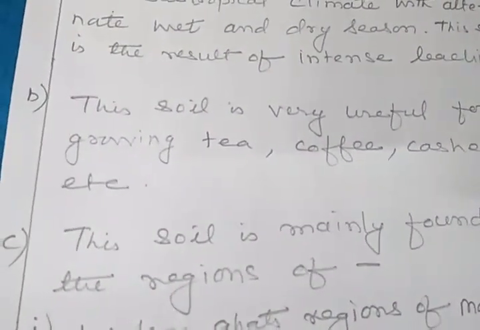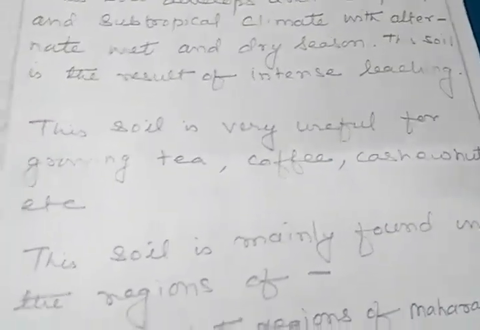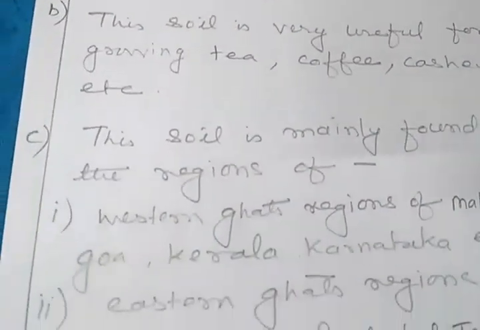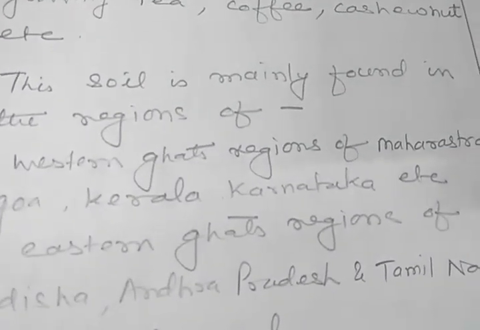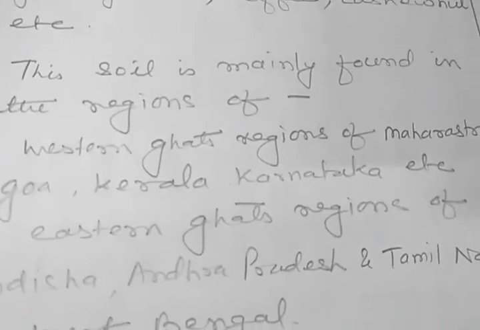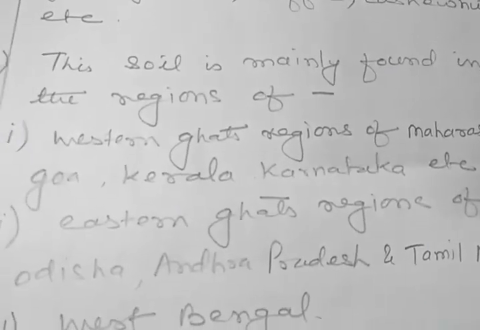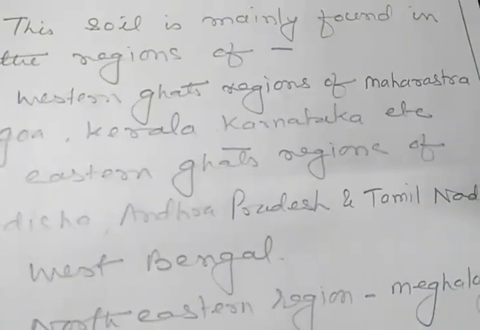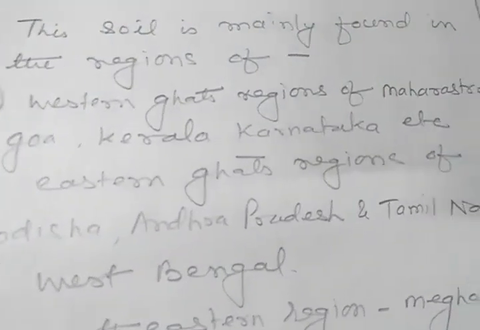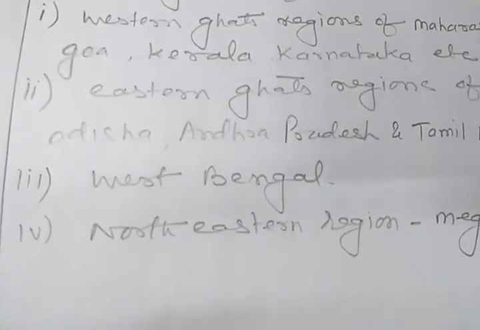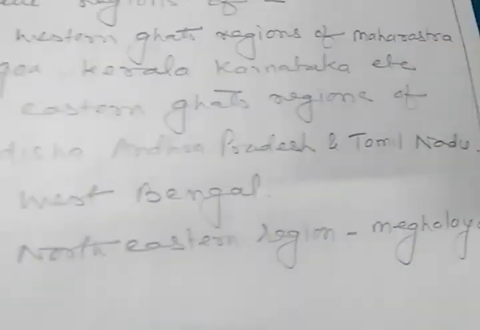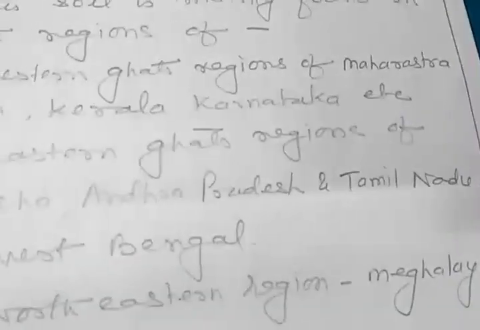The soil is very useful for the growth of tea, coffee, cashew nut, etc. The soil is mainly found in the following regions: number 1, Western Ghats, regions of Maharashtra, Goa, Kerala, Karnataka, etc. Then the Eastern Ghats region of Odisha, Andhra Pradesh, Tamil Nadu, West Bengal, and the fourth one is the northeastern region of Meghalaya.